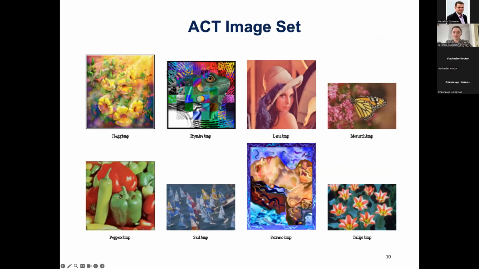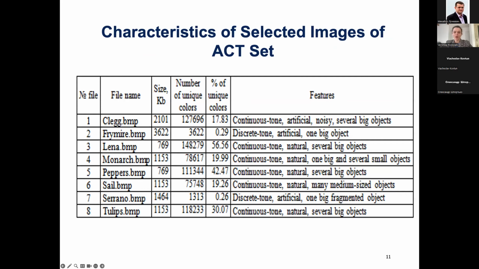For testing our algorithm, we used the following set of images. These images you can see on the screen. This is the international standard for testing compression algorithms. This set contains both synthesized and photorealistic images. The choice of this particular test set is determined by the diversity of its images and the availability in open sources of the results of testing algorithms by other researchers.